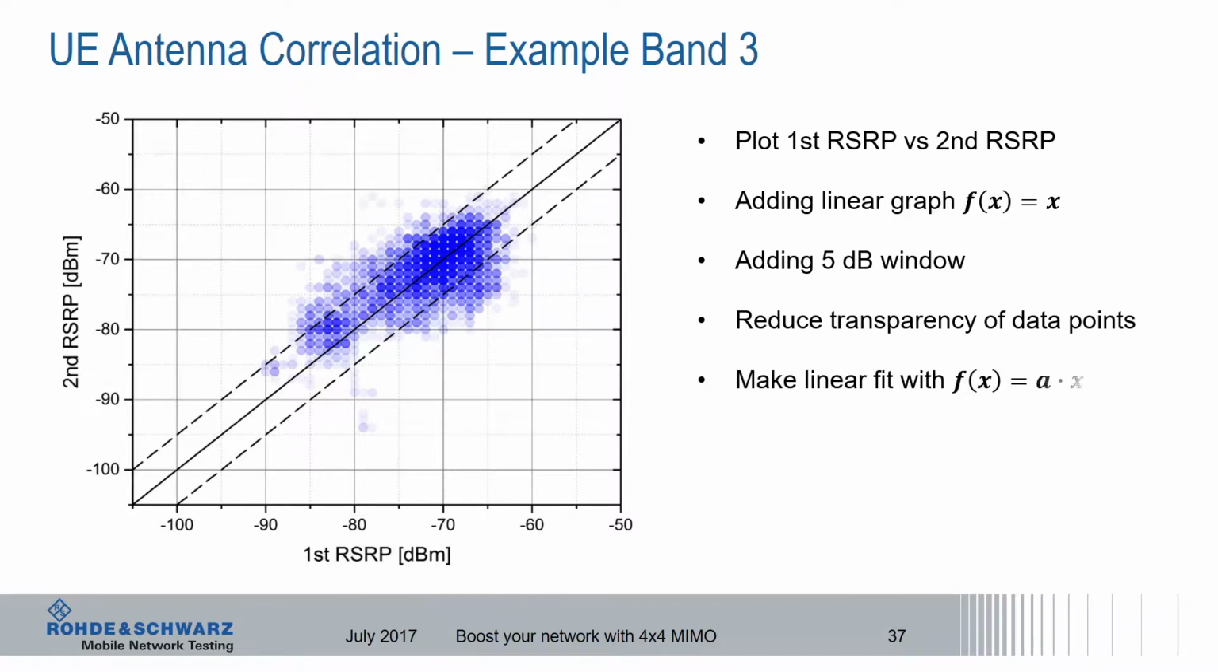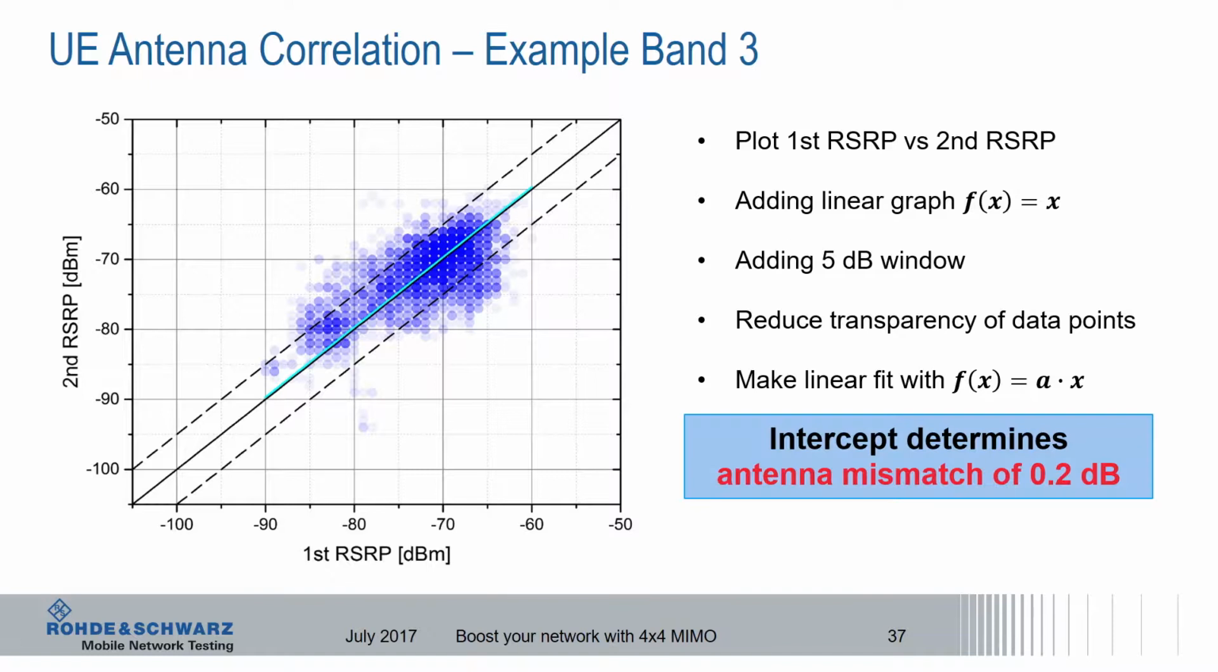And last but not least, you will do a simple linear fit with this function f(x) equals a multiplied by x. And the increment determines the antenna mismatch. In this example, a perfect 0.2 dB. That means these both antennas are really equal to each other. Totally, perfectly balanced.